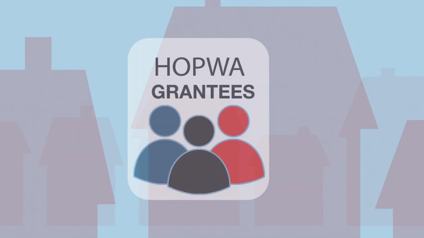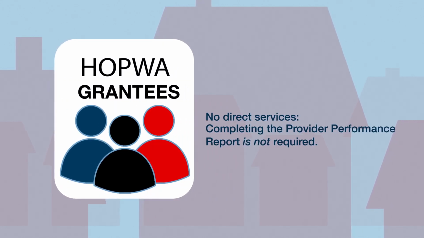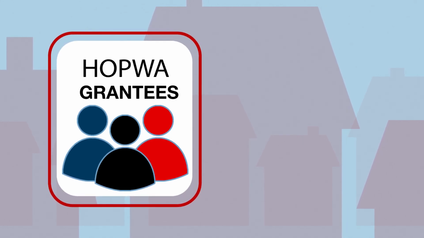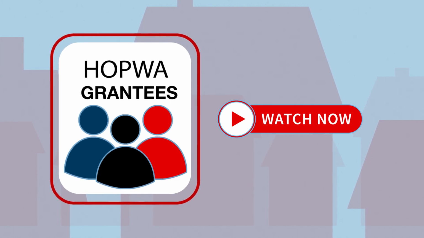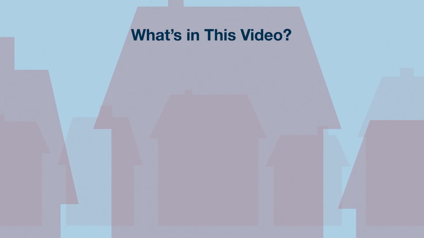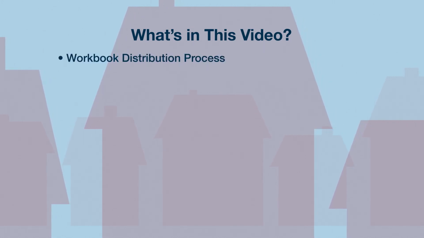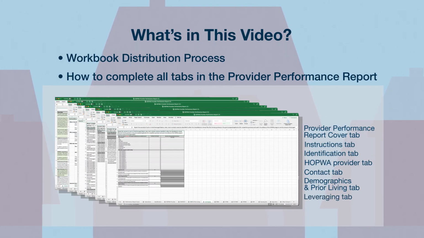If you are a grantee who did not provide direct services, you will not need to complete the workbook discussed. However, we suggest such grantees watch this video as well to better understand the forms that their project sponsors will be completing. This video will briefly review the workbook distribution process. Then it will demonstrate how to complete all introductory and mandatory tabs in the Provider Performance Report.